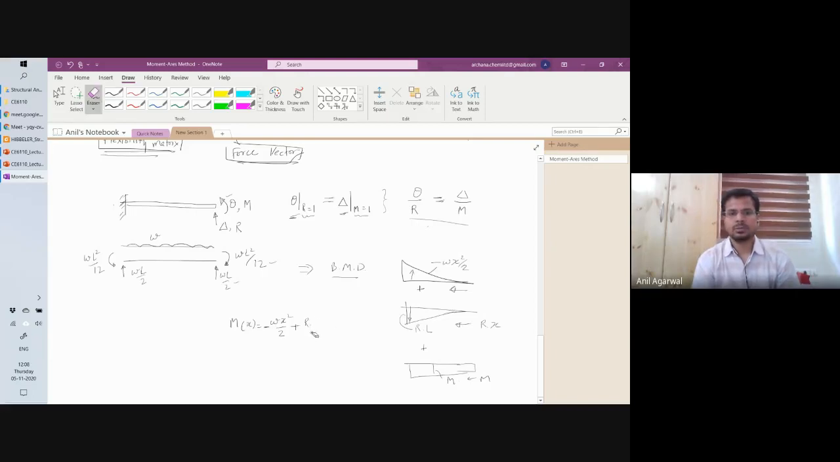In this, I will substitute the R value. So that is WL by 2 X plus M value is WL square by 12. But that is also negative, right? Because I had assumed M to be acting in the counterclockwise direction, but this is actually clockwise direction, minus WL square by 12 multiplied by the moment. Okay, so this will be the generic equation for that bending moment diagram. You can plot it.